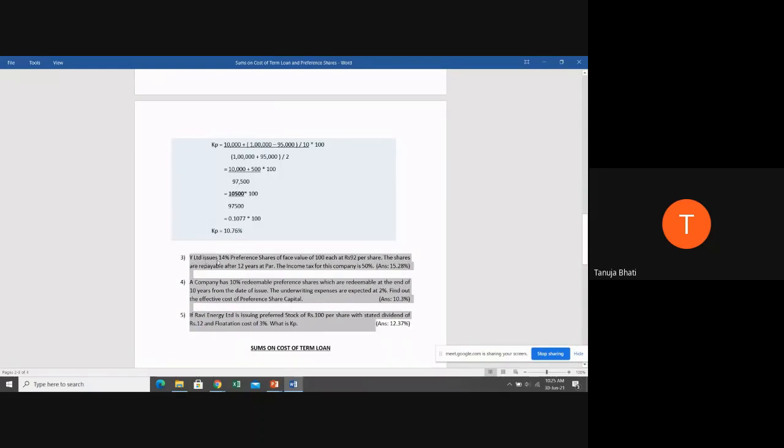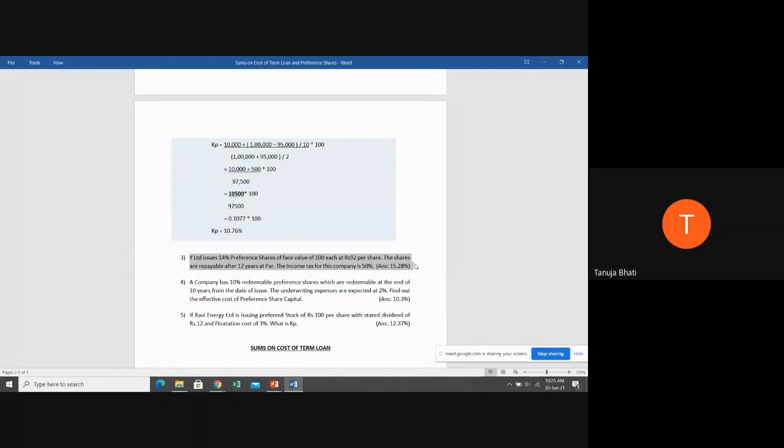Limited issues 14% preference shares of face value of ₹100 each at ₹92 per share. The shares are repayable after 12 years at par. The income tax for this company is 50%. So before you all solve it, let me just discuss this problem, because as in debentures, you did not get the correct answer. So let me first discuss this and then you all can solve.